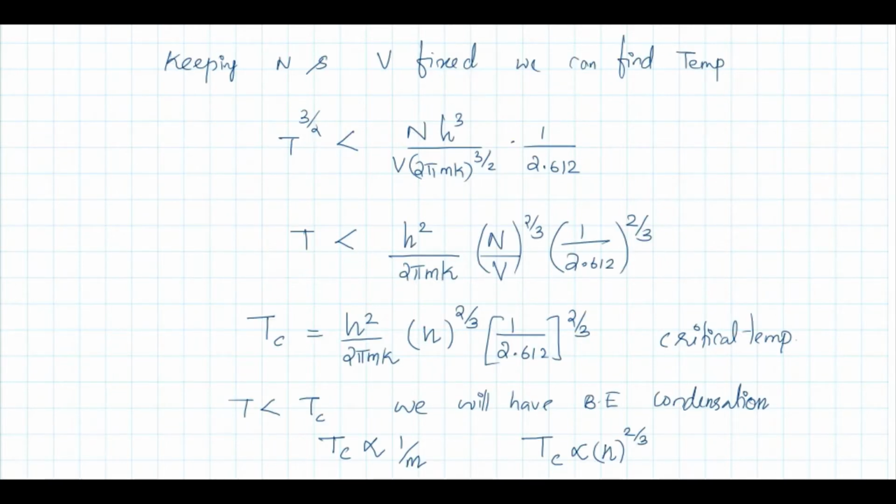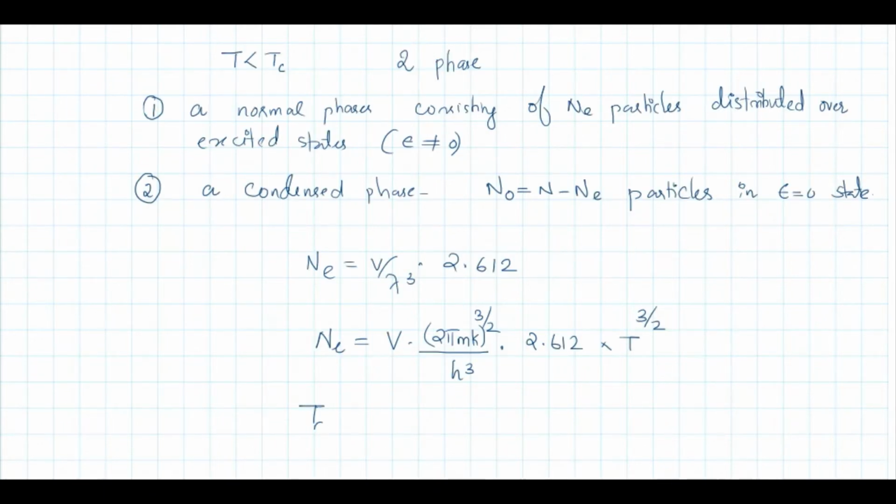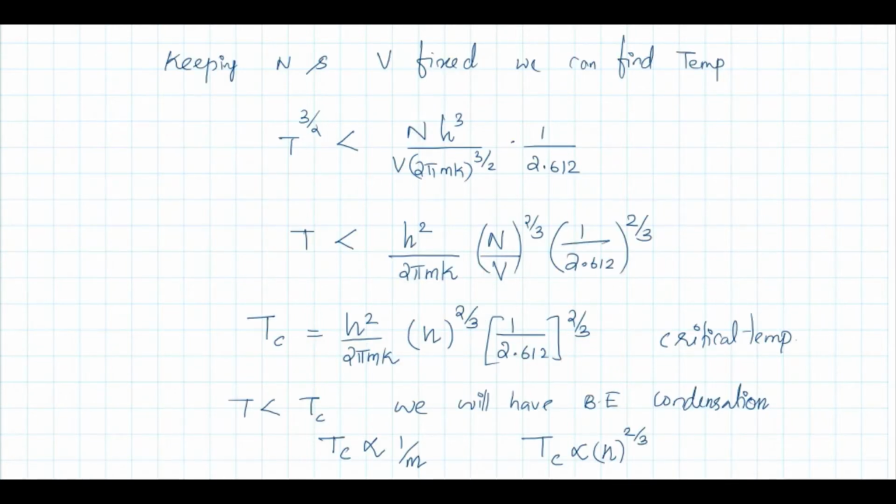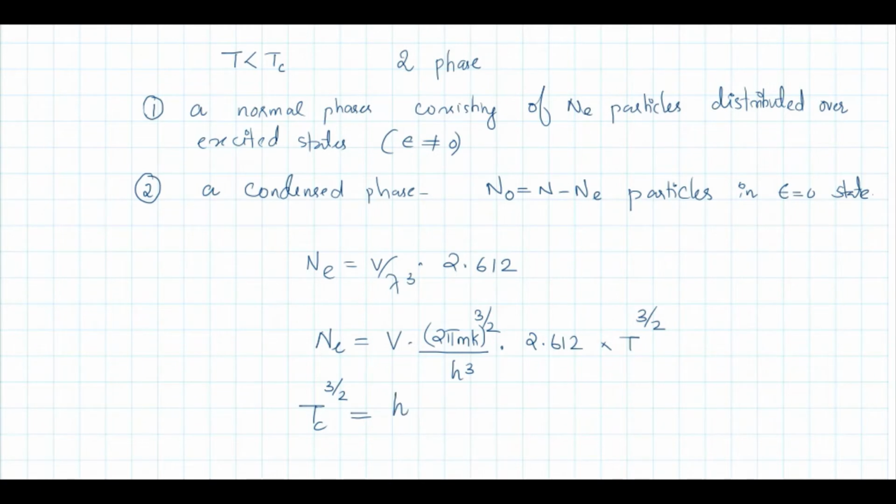But we have an equation for Tc. What is Tc raised to 3 by 2? You have Tc equal to this equation. So Tc raised to 3 by 2 is (h cube divided by 2 pi mk) raised to 3 by 2, and n by v into 1 by 2.61.